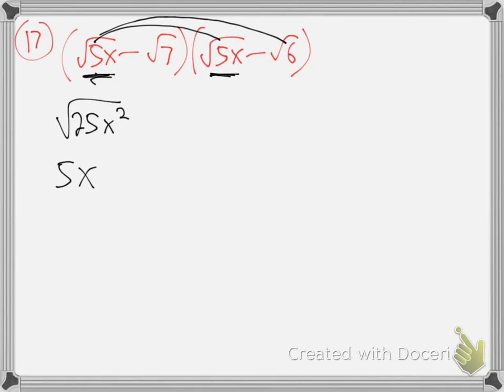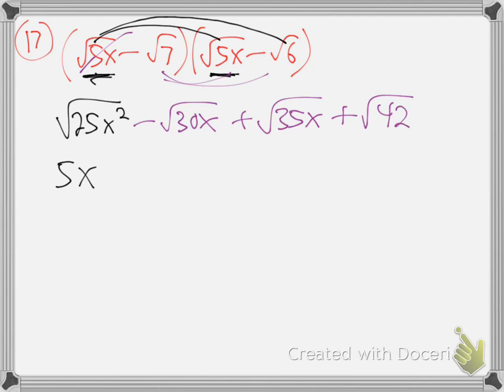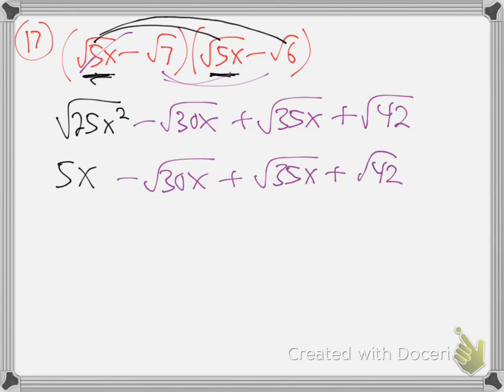So we do the rest. It'd be minus root 30x. He's done. And then these guys multiply to plus root 35x. And then Nathan's going to give positive root 42. And that's just it. None of that stuff can do anything. We're done.